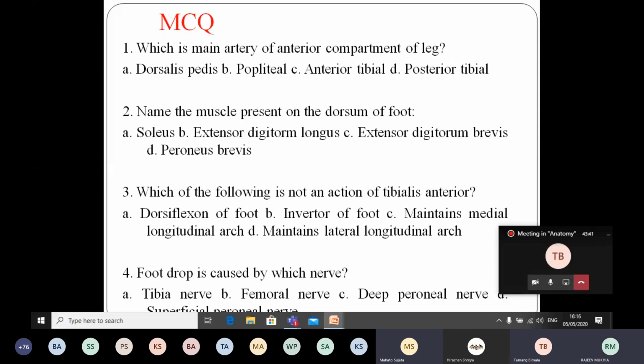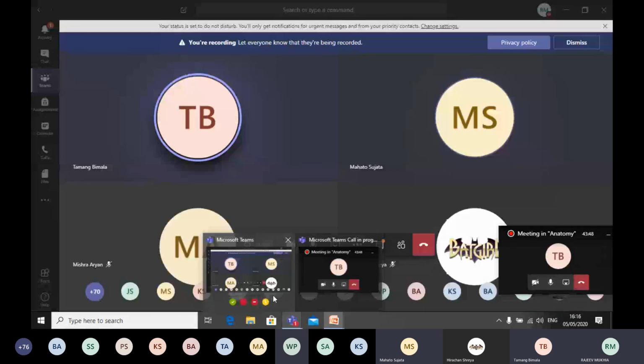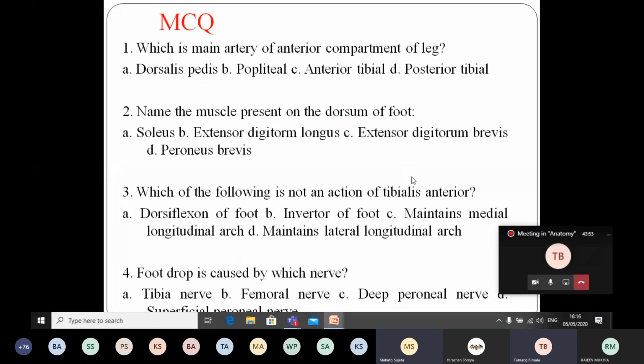Then another MCQ: what is foot drop, and which nerve is involved in that? Tibial nerve, peroneal nerve, femoral nerve, which nerve is it? Deep peroneal nerve. Correct, excellent. So foot drop is caused by injury of the deep peroneal nerve.